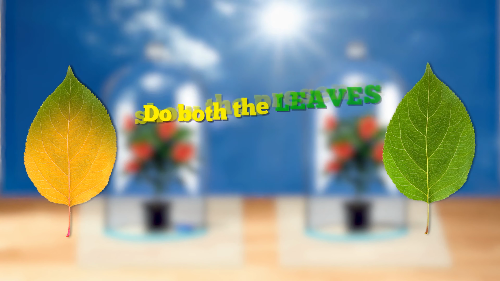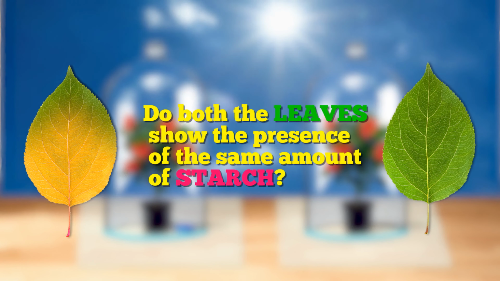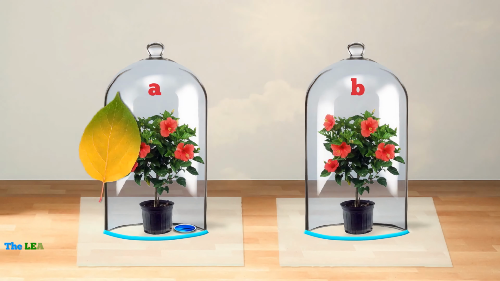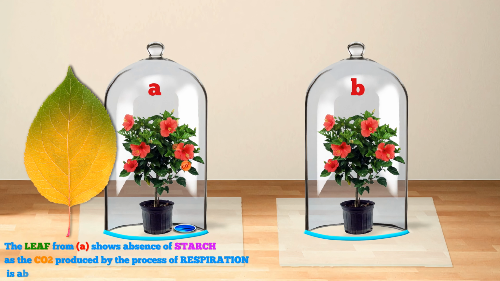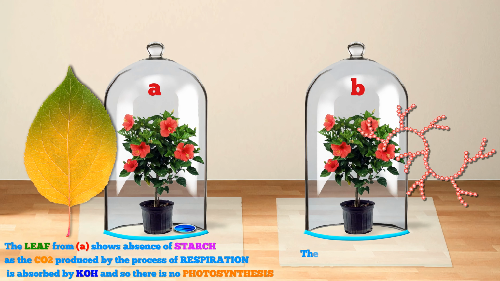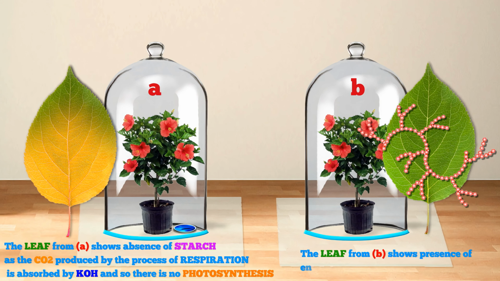Do both the leaves show the presence of the same amount of starch? The leaf from plant A shows absence of starch as the CO₂ produced by the process of respiration is absorbed by KOH, and so there is no photosynthesis. The leaf from plant B shows presence of enough starch.